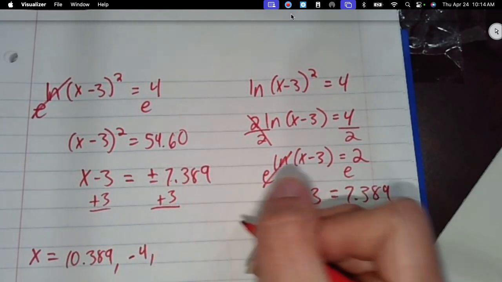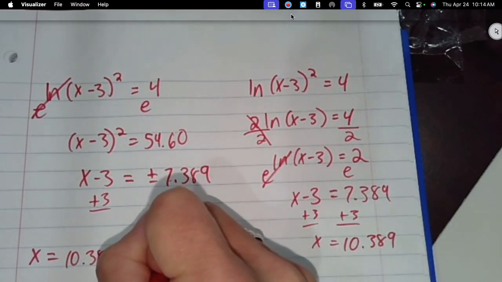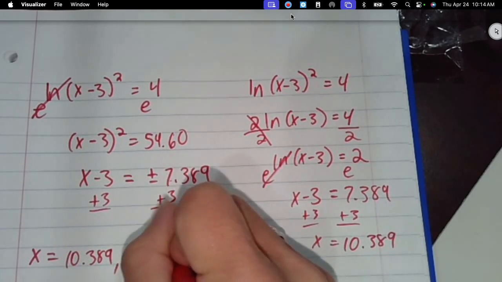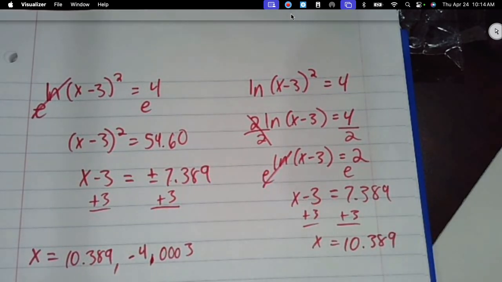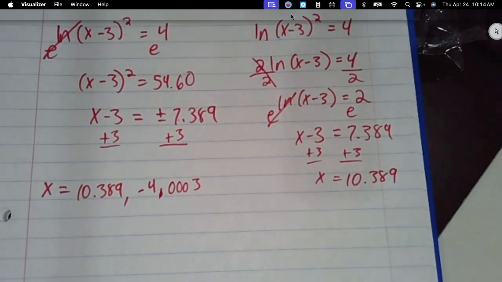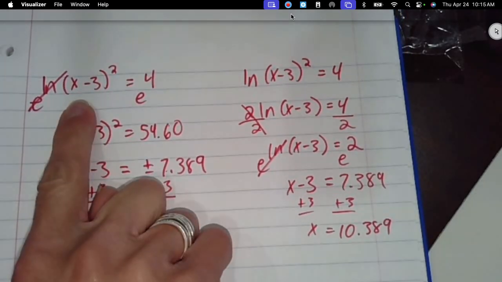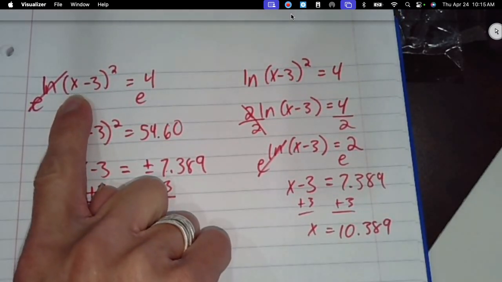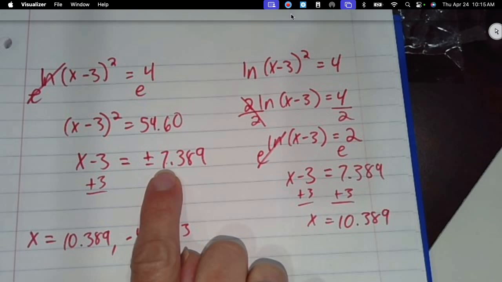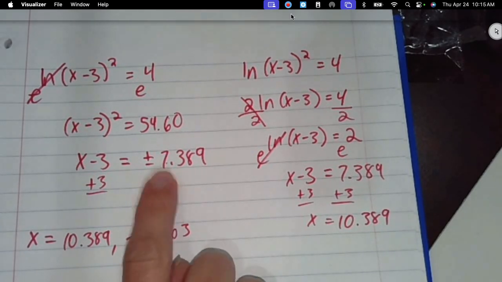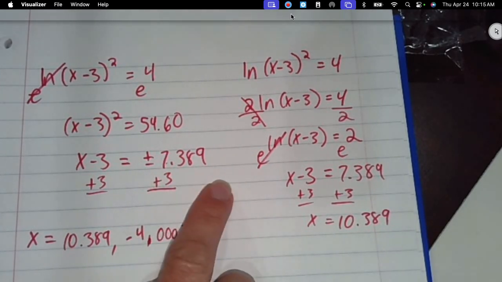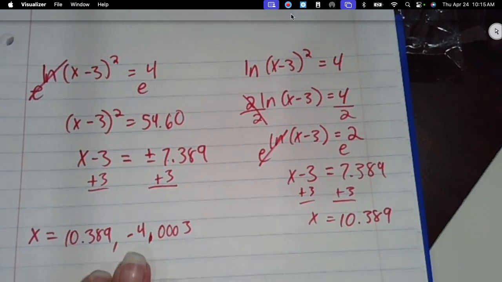Negative 4 point, and I think that's like 0, something like that. Hey, are y'all paying attention? Because what happens when you get two answers? You need to go back in and up here and check them. How did you get the two answers? You did the plus or minus? Yeah, I did the positive 7 plus 3, and then I did the negative 7 plus 3. So I get these two answers.